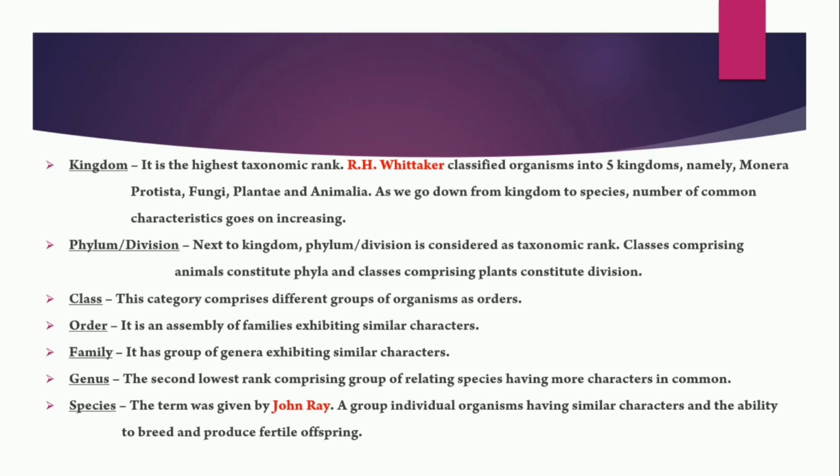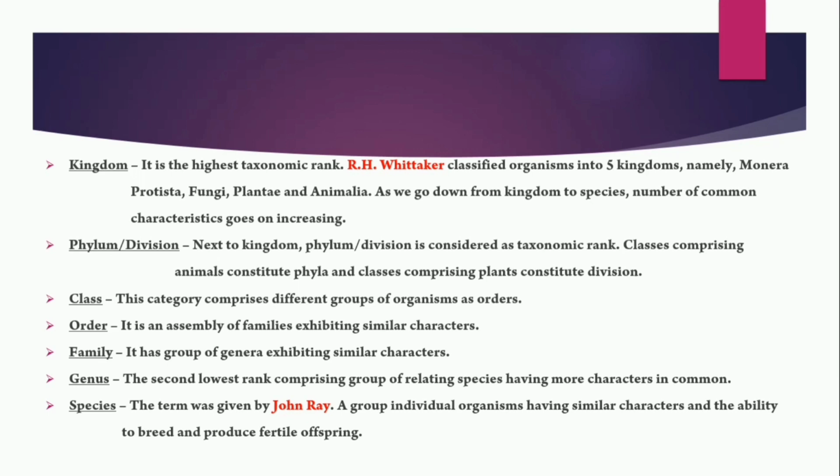So, species. This term was given by John Ray, and it is a group of individual organisms which have similar characteristics and the ability to breed and produce fertile offspring. Okay, so species is the group of organisms which have the ability to reproduce and which have identical characteristics. Let us take an example of humans. We all humans belong to a similar group, and we are known as sapiens.